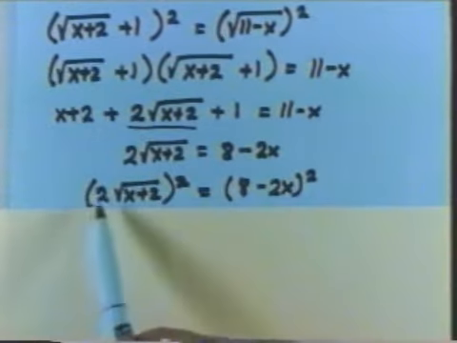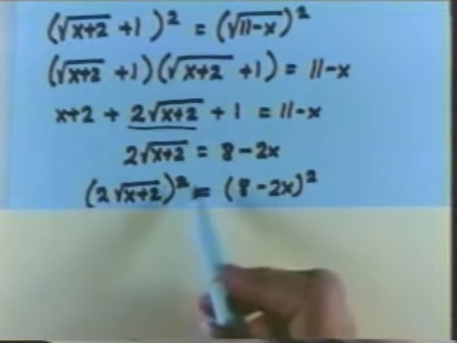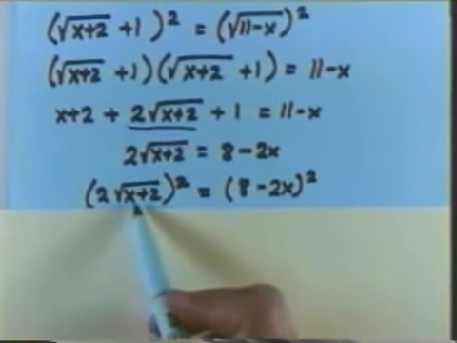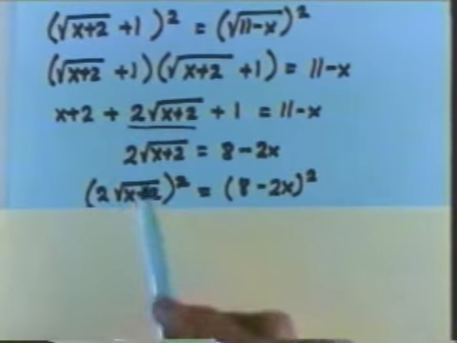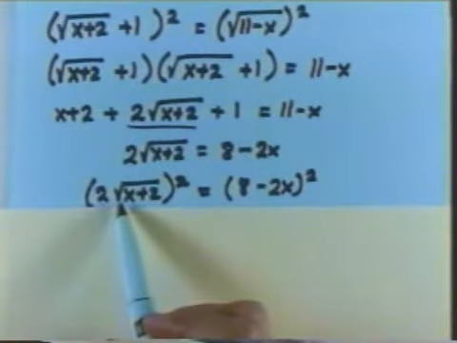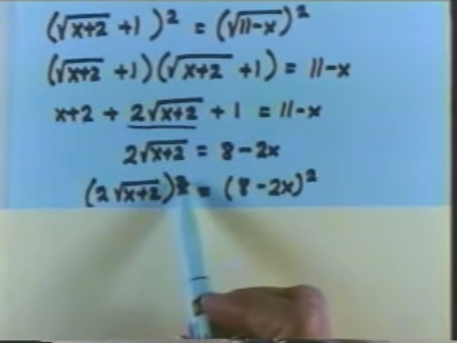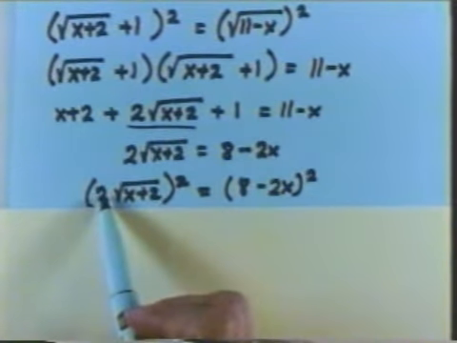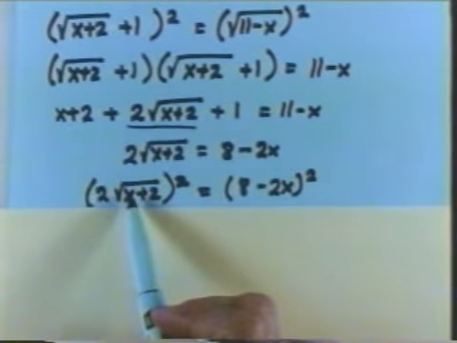On the left we have a constant times a radical squared. Since these are multiplied, the square does affect each term separately. Notice the difference here. A coefficient times a radical, the expression squared, the coefficient is squared, and the radical is squared.